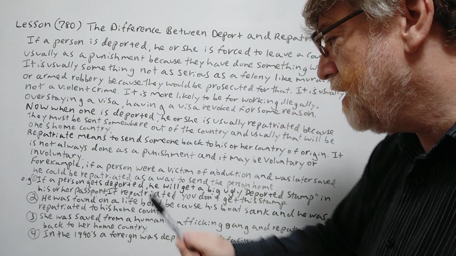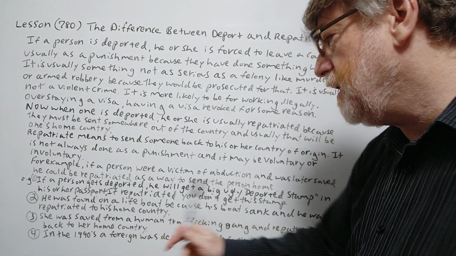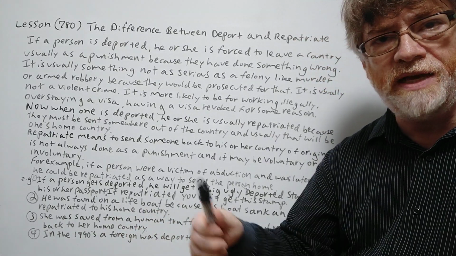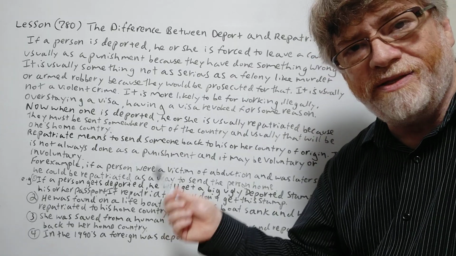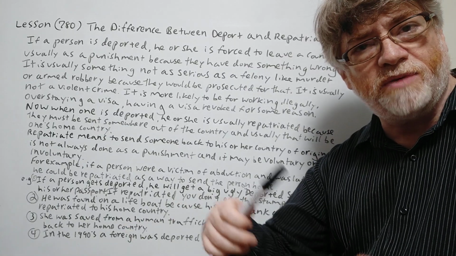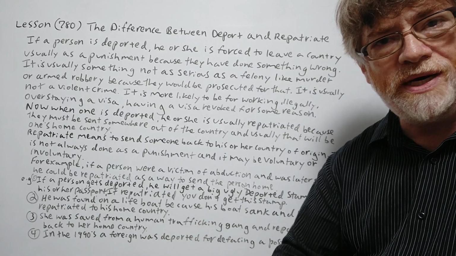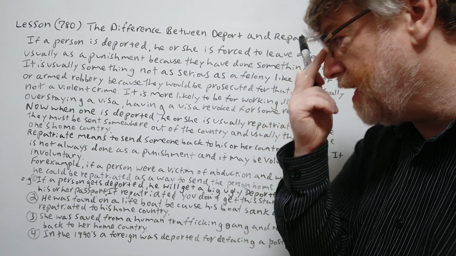Let's continue. Number 2, he was found on a lifeboat because his boat sank and he was repatriated to his home country. So this could be a person that was like saved at sea. Maybe the Coast Guard picked them up. They have to bring them back into their country, but then they just need to send him home, so they just might help to repatriate him. But he's not being deported. He didn't do anything wrong. He didn't break any rules or laws or anything like that.